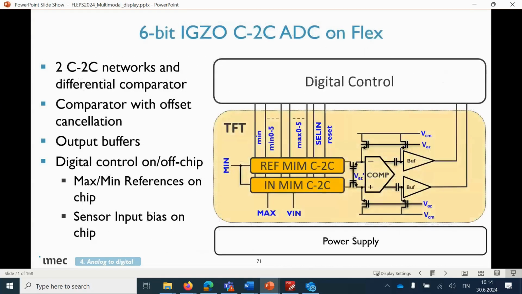Impressive work. So we had a similar project a bit later. We again used the SAR topology because of the low power. It goes for an RFID chip, and there the power matters a lot. In this case, we use a differential input comparator with differential C2C networks. We had a version with on-chip digital control and a version with off-chip. And the one that I will show you now, the one with off-chip control, also had the references on chip. So everything, and the input bias, was on chip. Everything was on TFT.